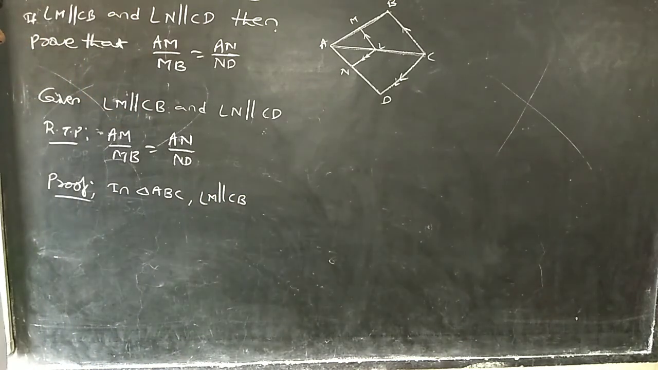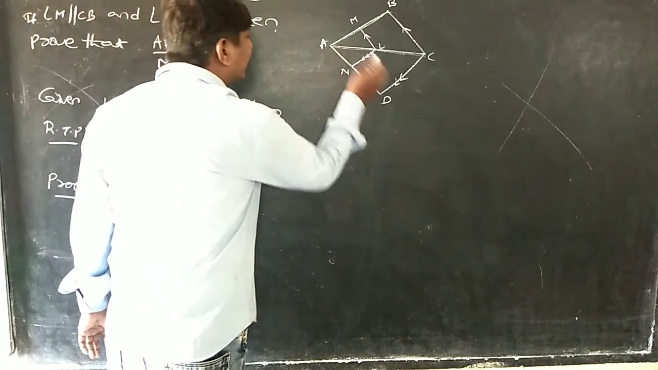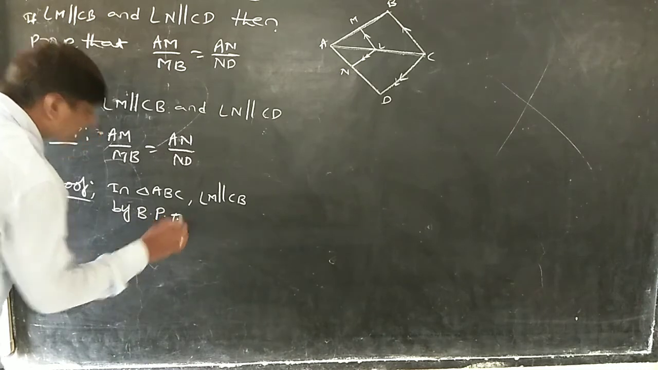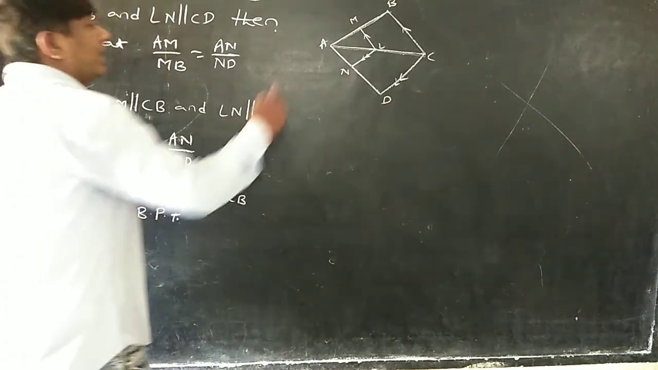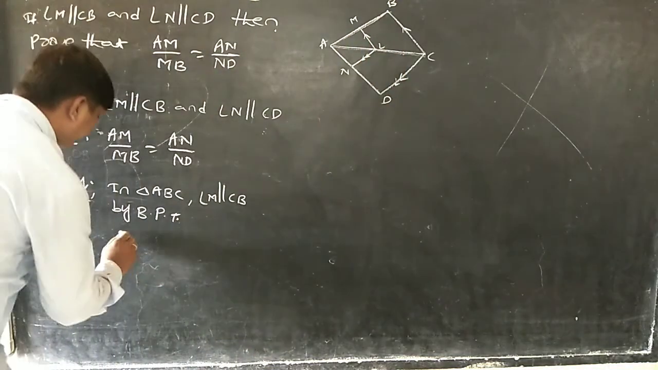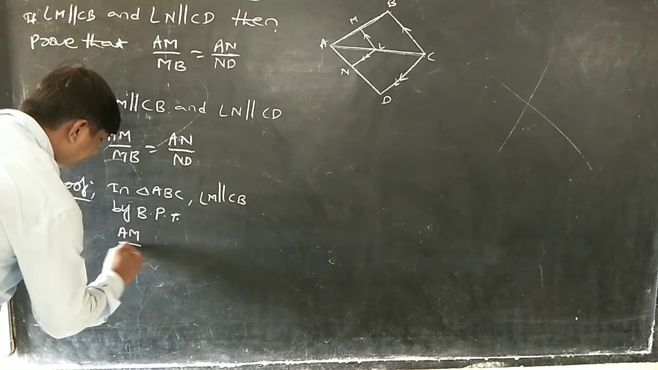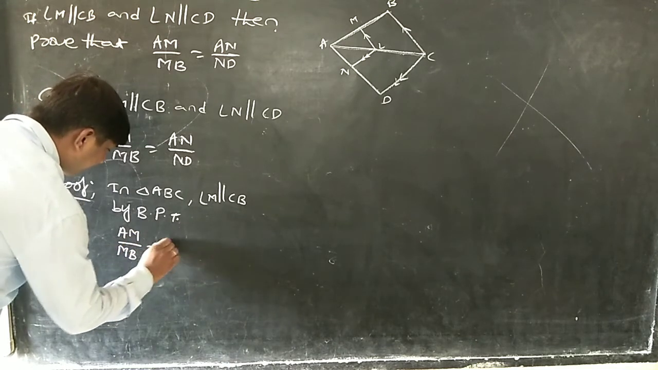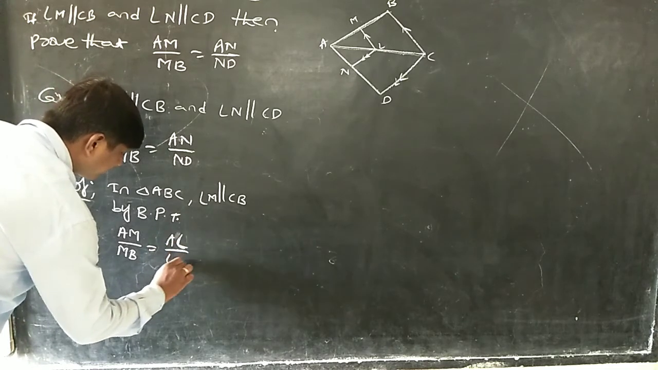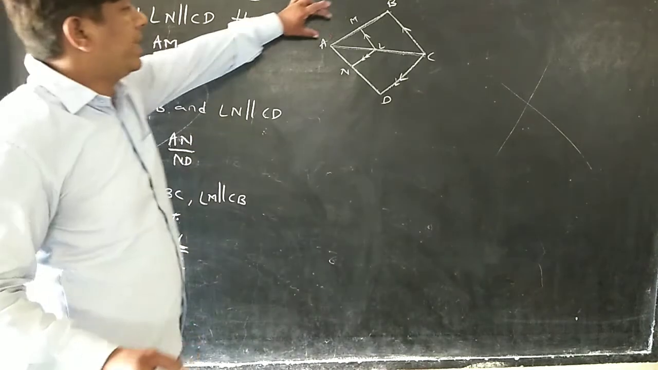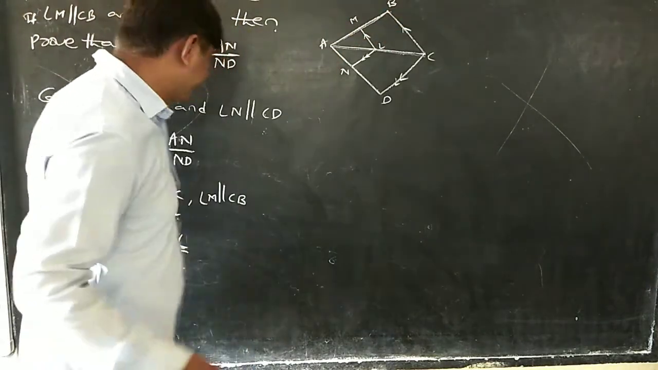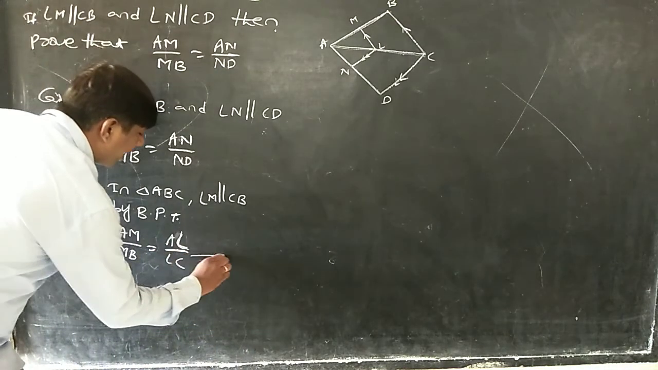LM is parallel to CB means by basic proportionality theorem, AM by MB is equal to AL by LC. This is equation number 1.